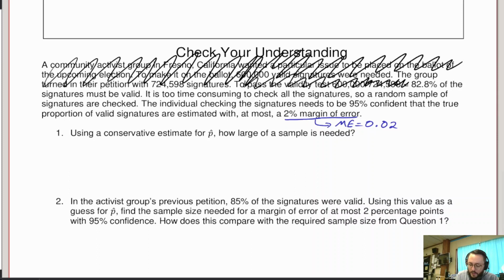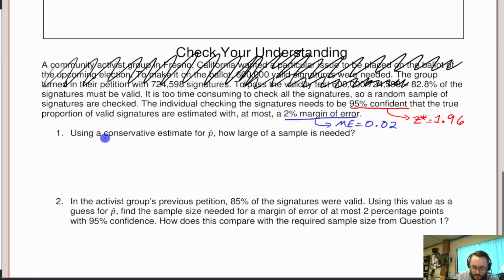And also being told 95% confident, well, that's how we know that Z star is going to be equal to 1.96. Now, using a conservative estimate for p hat, how large of a sample is needed, right? Out of these 724,000 signatures, how many do we need to sample to be 95% confident that we have the true proportion with a margin of error of only 2%?